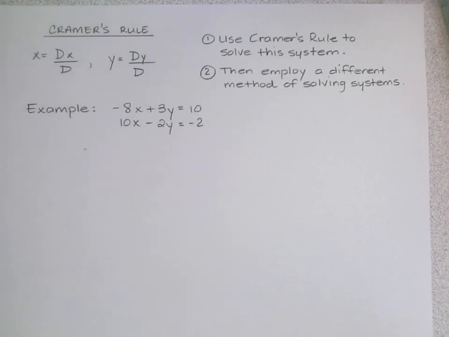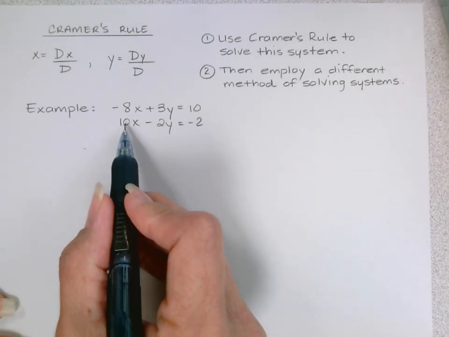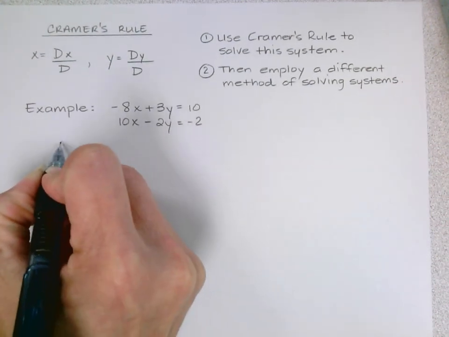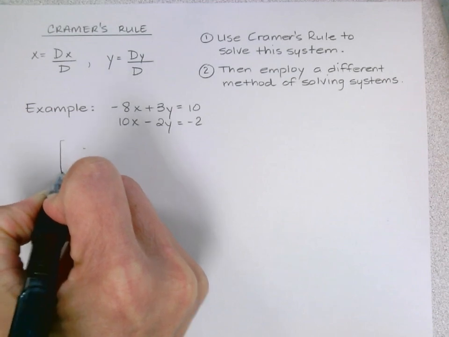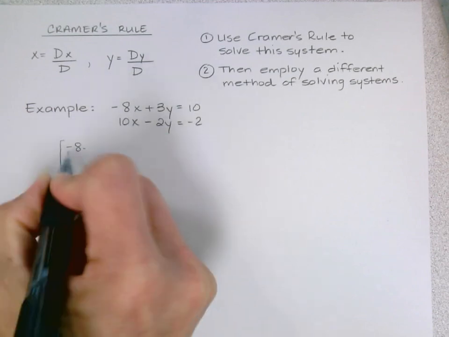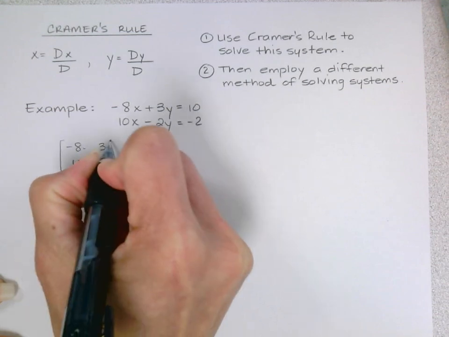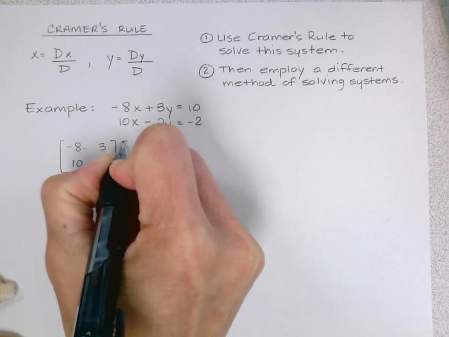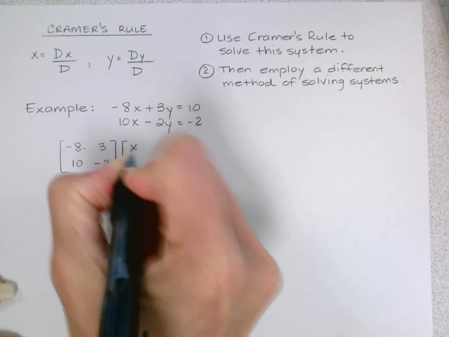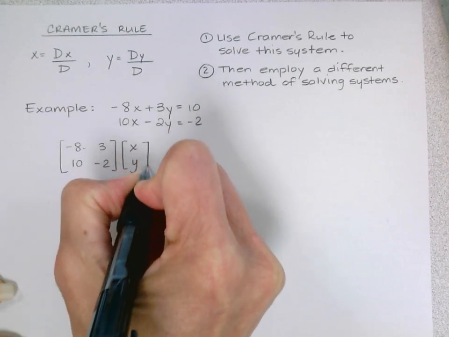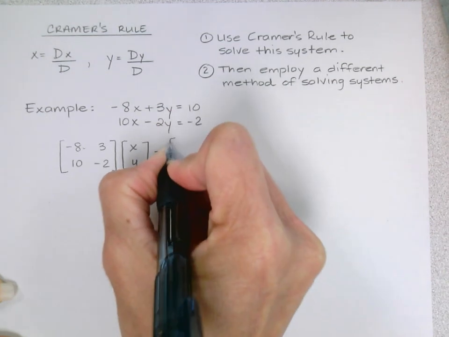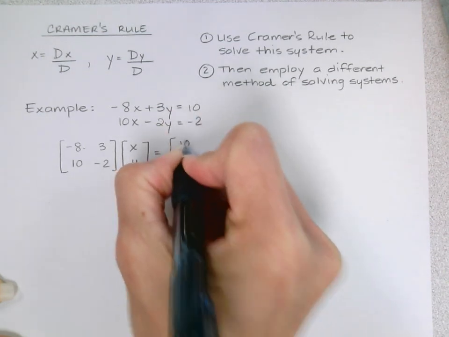In order to do that, the first thing we're going to need to do is rewrite the system in matrix form. So let's take the coefficients of our x's and our y's, and we're going to put them within matrices. Then we'll put in the other set of matrices the variables. And on the other side, we're going to set our constants.